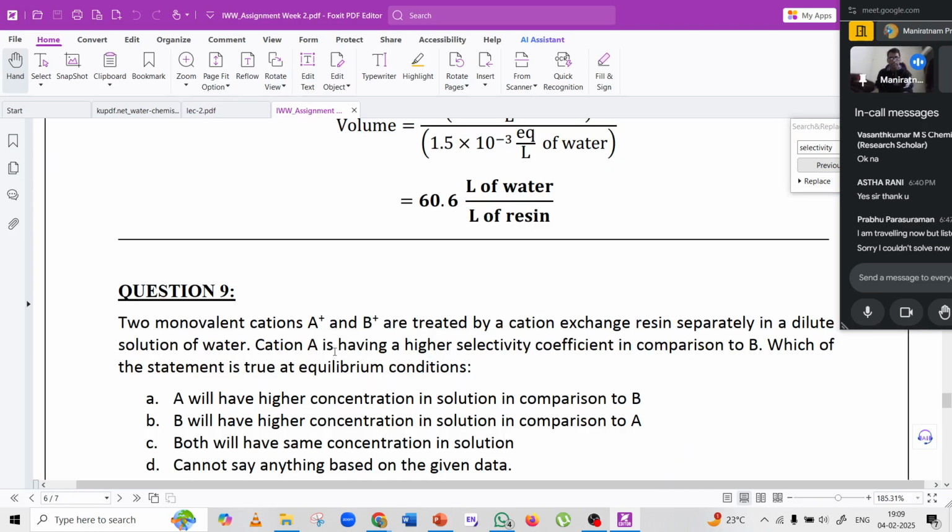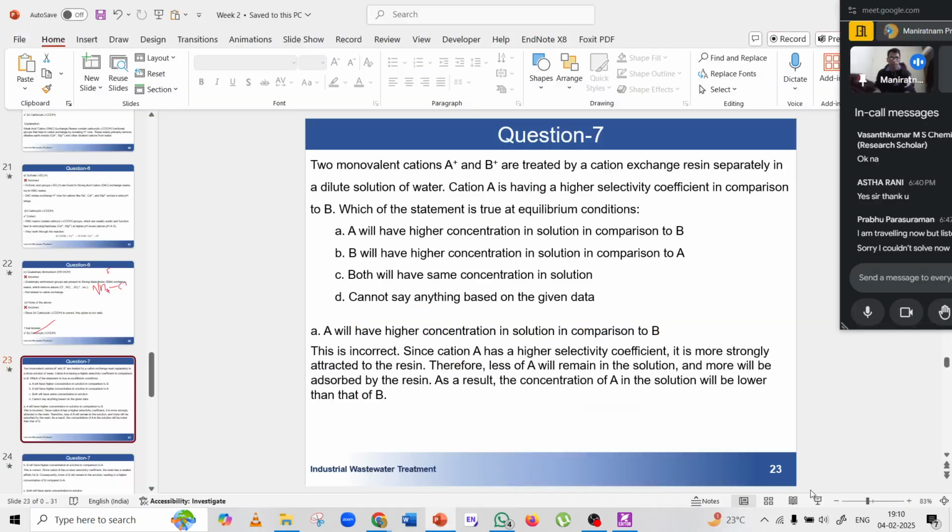So here it is saying that A has higher selectivity, meaning a proper ion exchange has occurred. But for B, no proper exchange has occurred. So B will have higher concentration in the solution. The correct answer will be B. I hope you are able to understand what I am saying. Higher selectivity coefficient means good treatment, and its concentration will be low in the water. Lower selectivity coefficient means poor ion exchange, meaning less treatment has occurred.